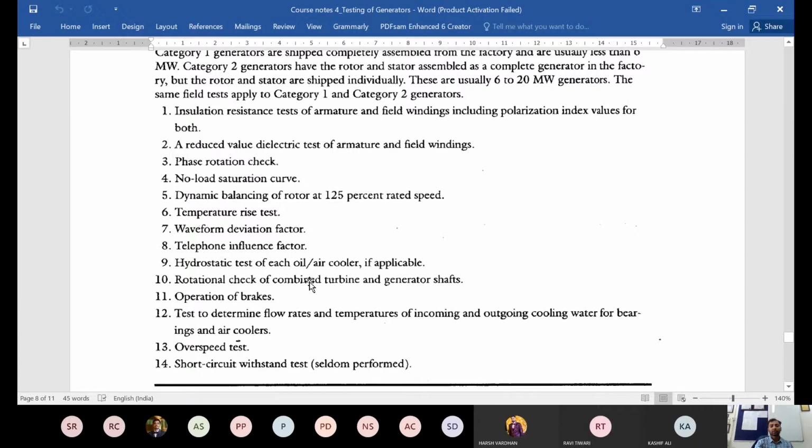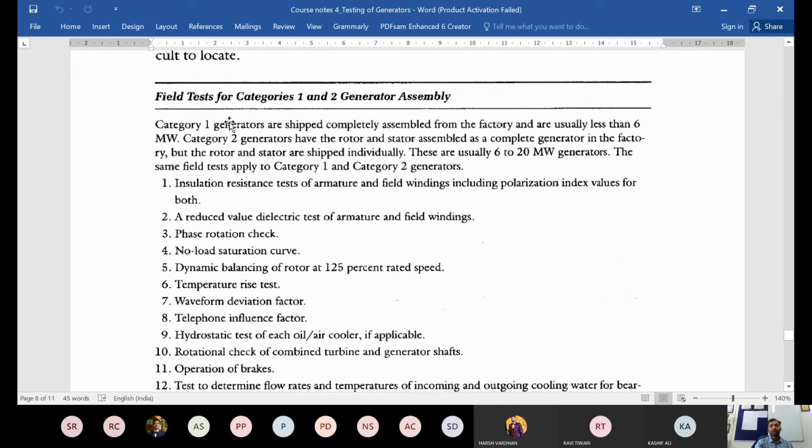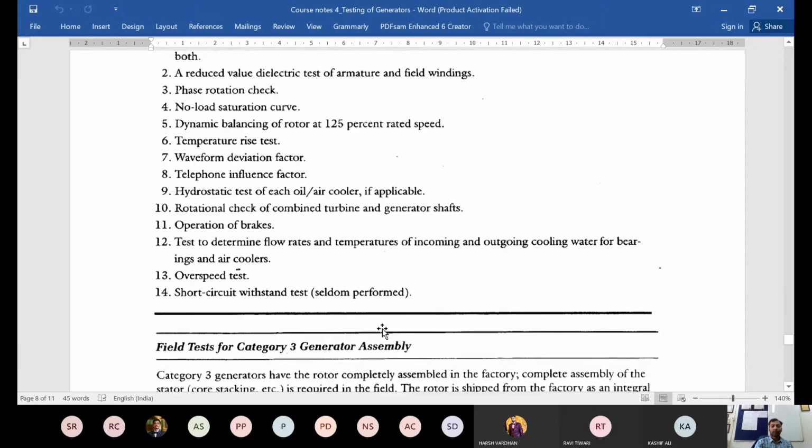So all these tests are usually recommended in the field for category 1 and 2 generators. That means up to 20 megawatt or 20 MVA, we should say. So up to 20 MVA, these are the recommended tests in the field.